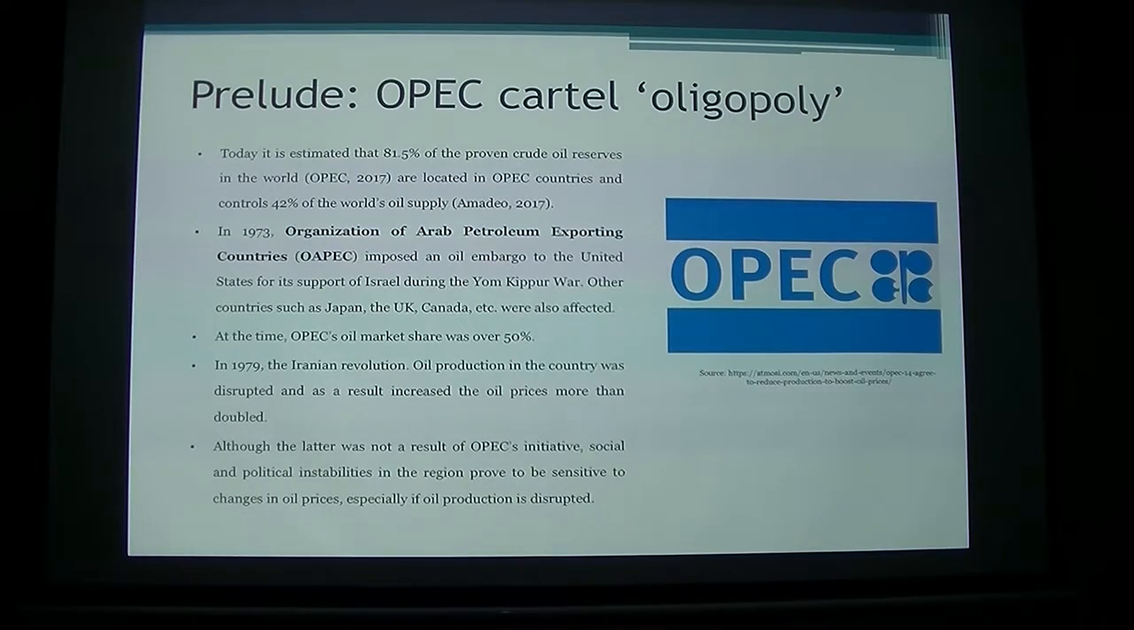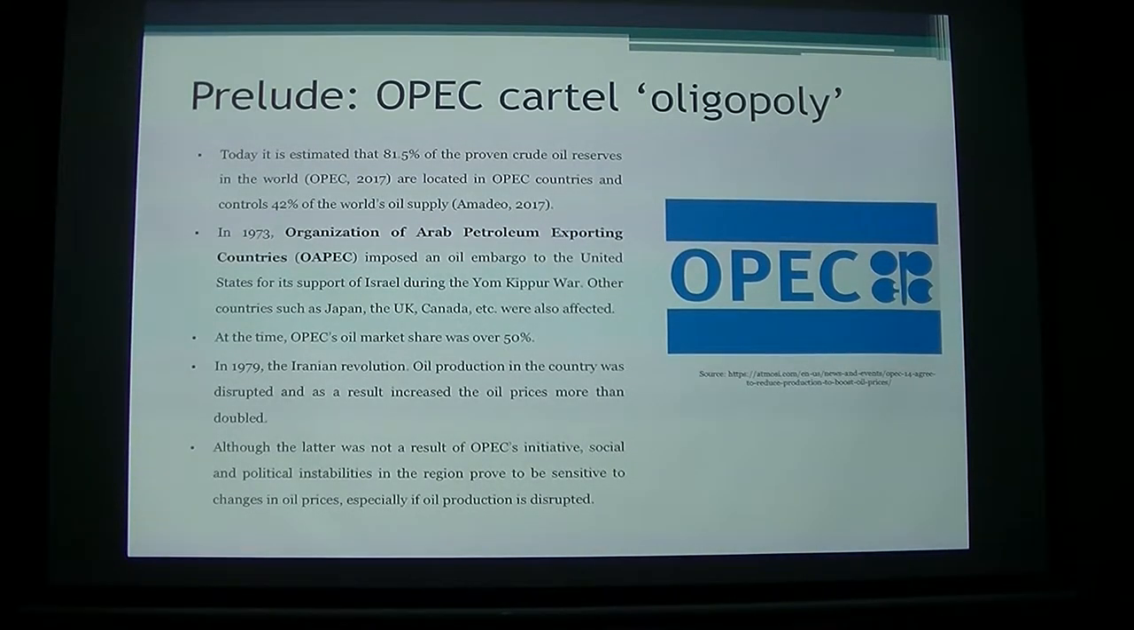The Organization of the Petroleum Exporting Countries is a cartel that consists of a lot of countries. Majority of them are from the Middle East, and there are other countries as well, such as Venezuela and Ecuador, if I'm not mistaken. And it was estimated that 81.5% of the proven crude oil reserves in the world are located in OPEC countries, and they control 42% of the world's oil supply.